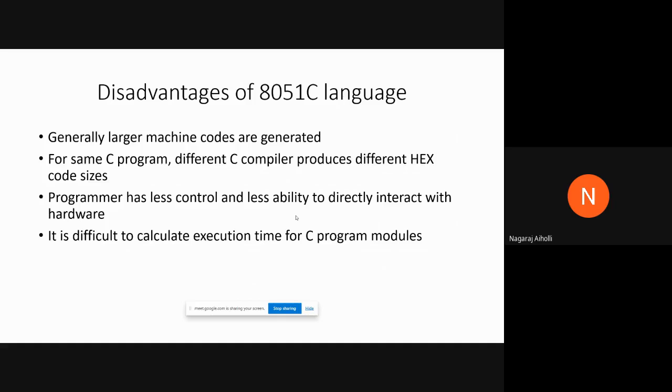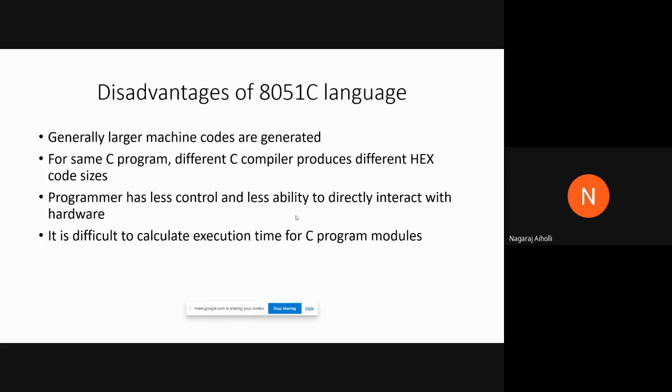It is difficult to calculate the delay of the C programs, because we already came across the point that the C programs are meant usually for the larger and complex programs, right? Therefore, as the length of the C program is larger, the delay calculation of that program becomes difficult. That is the disadvantage. Then if you are making use of 8051 C language, the programmer will not be knowing the hardware details. Hardware details are not at all necessary if you are writing the program in 8051 C language. So he will not have the knowledge of the hardware details.